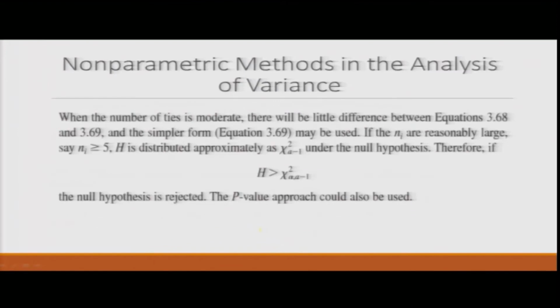or each treatment. When the number of ties is moderate, there will be little difference between the equations which you found where there are some ties and where there are no ties. If Ni is reasonably large, that means for each and every etching the number of observation samples you are taking is large, which is greater than, say for example, 5. So, S would be distributed approximately by chi square with a minus 1 degrees of freedom under the null hypothesis.